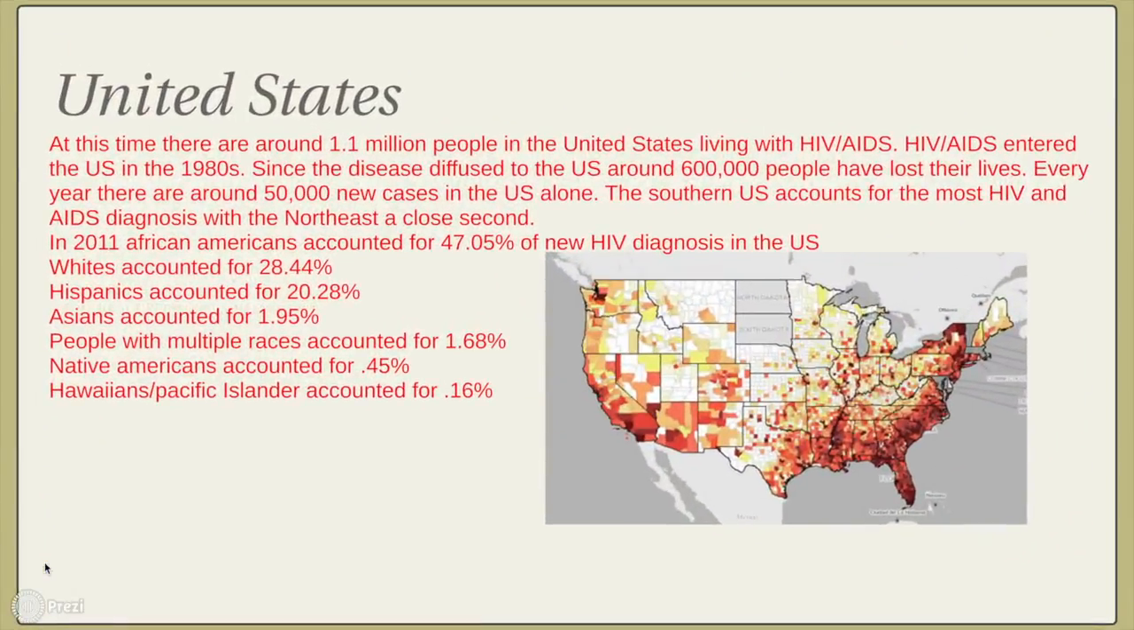Right now, there are around 1.1 million people in the United States living with HIV or AIDS. HIV and AIDS entered the United States in the 1980s. Since the disease diffused to the U.S., around 600,000 people have lost their lives. Every year, there are around 50,000 new cases in the U.S. alone. The southern U.S. accounts for the most HIV and AIDS diagnoses in the country, with the Northeast a close second.